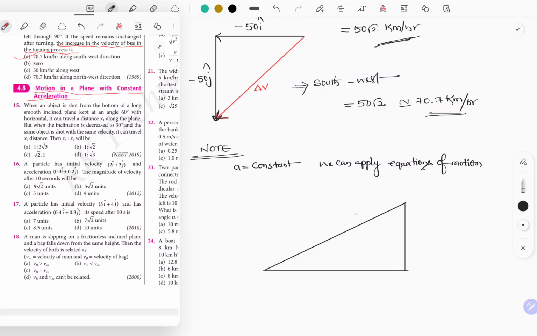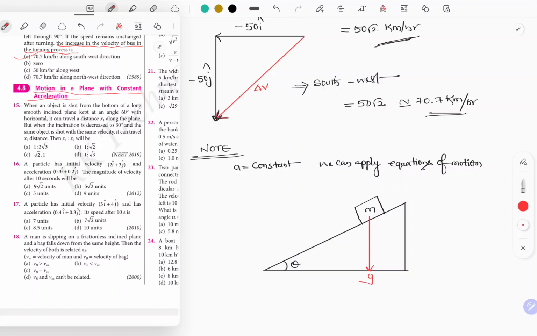Let us say on this inclined plane a block is placed. The mass of this block is, let's say, m. The angle of inclination is theta. I have to represent acceleration due to gravity. There will be two components of acceleration due to gravity. Generally acceleration due to gravity is always towards the center of the earth. This is how we have to represent it, which is equal to g.